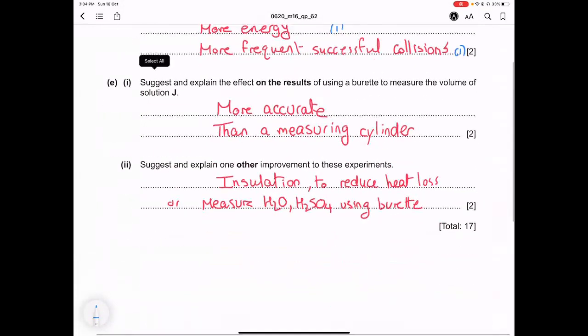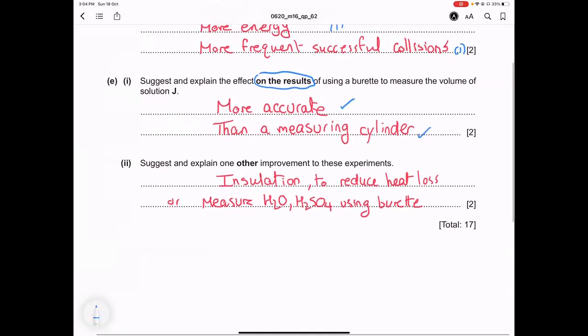E I, suggest, 2 marks. E I I, suggest and explain the effect on the results of using a burette to measure the volume of solution J. Of course, the result will be more accurate than with a measuring cylinder.